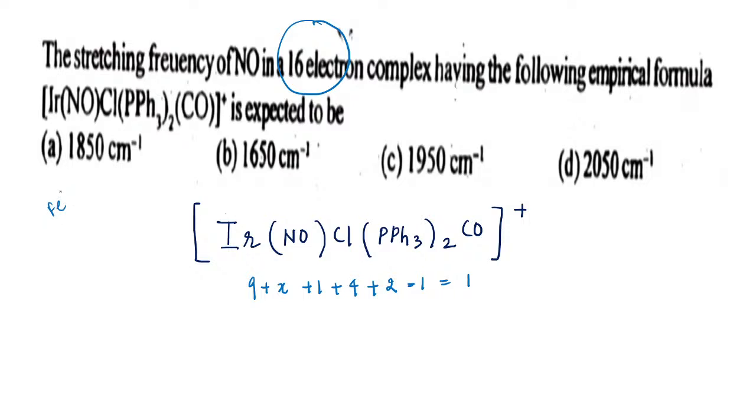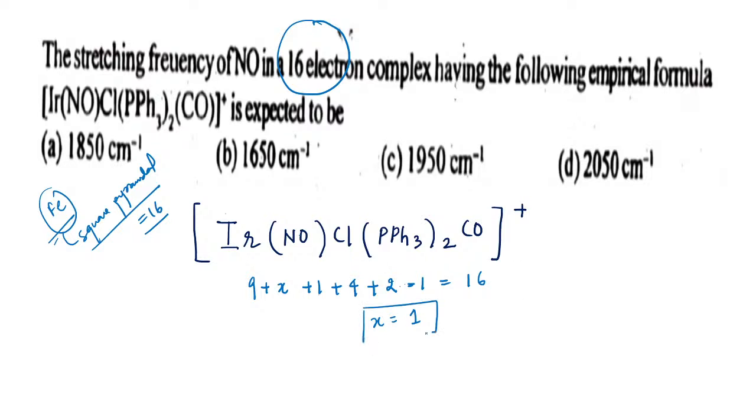And we know that after iron, in lower groups we have 16 electron complexes, and the steric number is 1 2 3 4 5. So it's a square pyramidal complex, and generally it follows the 16 electron rule. So this is equal to 16. Now this is 5 6 7 and minus 1, so 6. So 9 plus 6 is basically 15. What's the value of x? 16 minus 15 is equal to 1. So x is 1, which means that NO is a 1 electron donor.